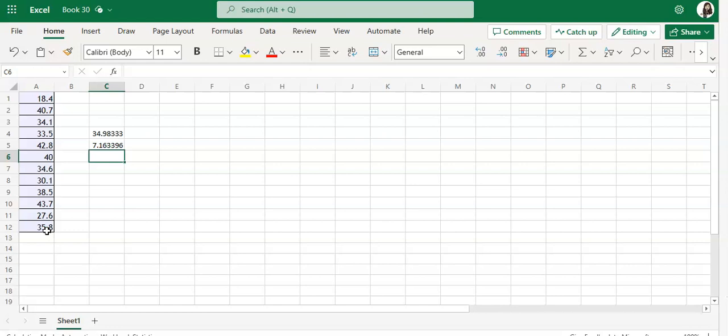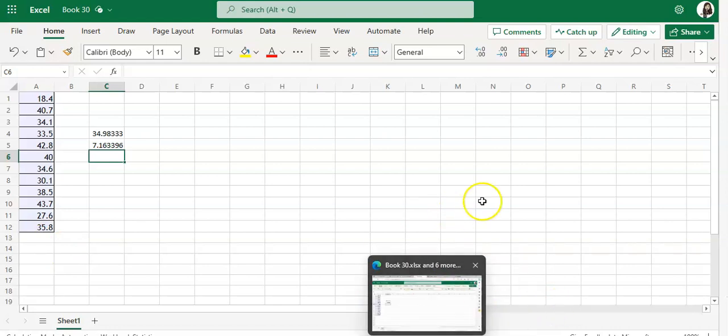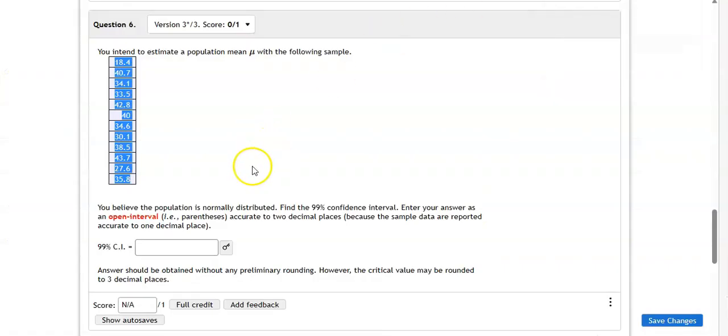All right, so we have the mean, we have the standard deviation. Now, I'm going to go back again to the problem. We need a 99% confidence interval. This is a small sample, so we're going to use the t-distribution. Now, there are 12 pieces of data. So we are going to use 12 minus 1, or 11 degrees of freedom, when we look this up to get our t-value.